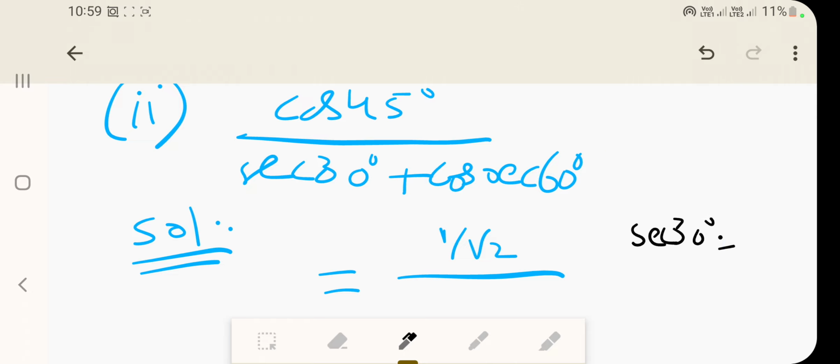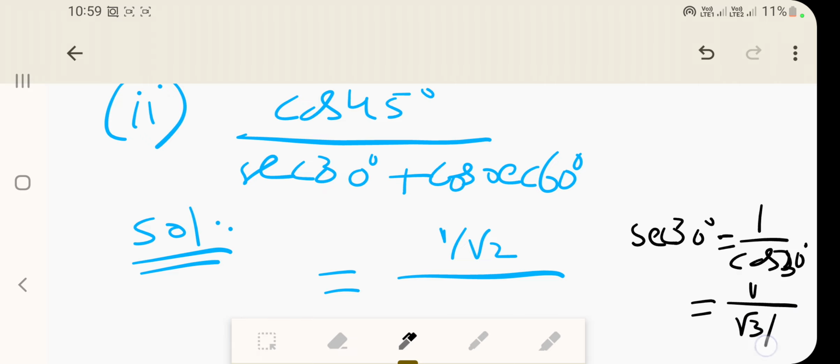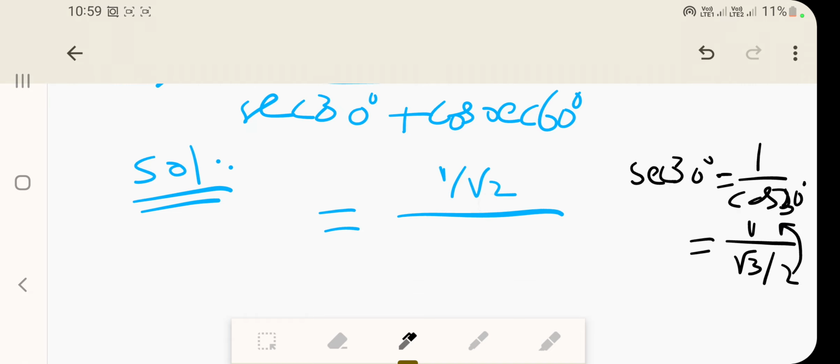1 by cos 30. And what is the cos 30 value? Cos 30 is root 3 by 2. Now this 2 comes in the numerator, we get it as 2 by root 3. So in rough work you can directly solve and substitute the value: secant 30 is 2 by root 3 plus.